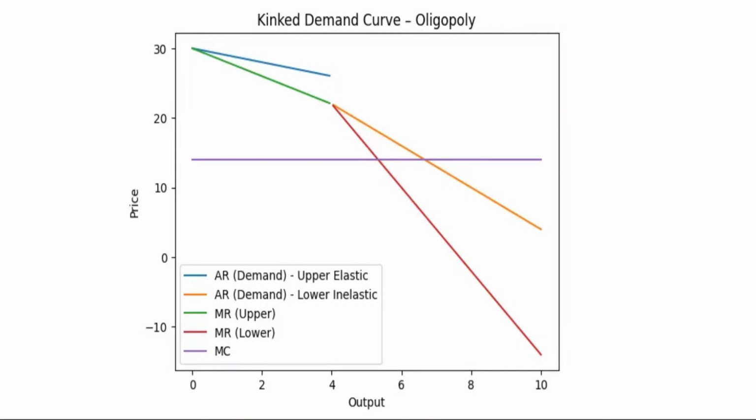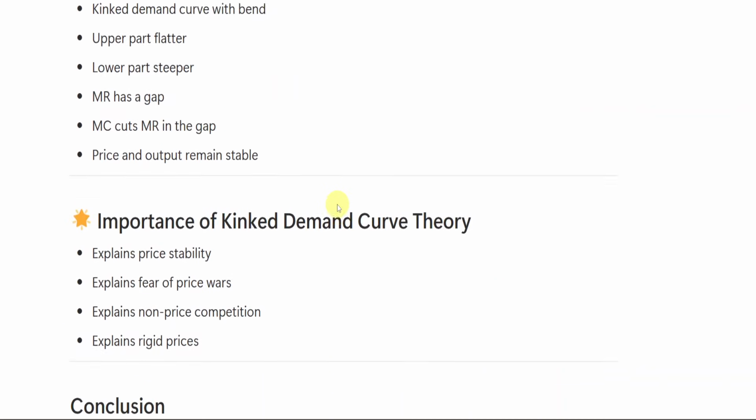Here you can see x-axis output, y-axis price. The demand curve has a kink. What is the demand curve? The demand curve is kinked. Okay, and the upper part is flatter, see students. Upper part is flatter and the lower part is steeper. The MR curve has a gap and MC passes through the gap. So yes, this is what it is all about.